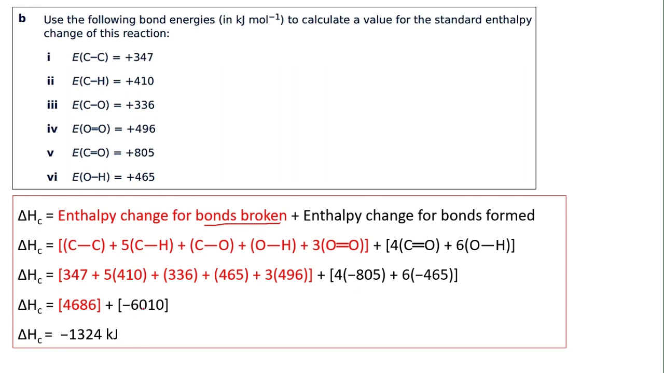You are getting minus 6010 plus 4686, and the final answer you will be getting is minus 1324 kilojoule per mole. So the final answer you are getting is negative. It should be negative because this is combustion, and we said that combustion reactions are exothermic, giving us a negative answer at the end.